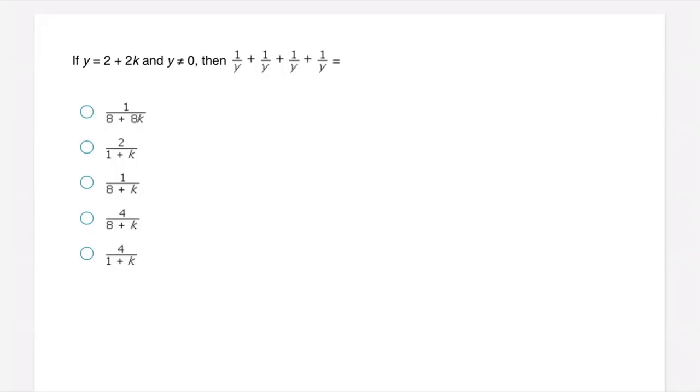Y is equal to 2 plus 2k and y is different from 0. Okay, because there's no division by 0. You have all the fractions with equal denominators, so you can add the numerators. Very easy. Okay, so it's 1 plus 1 plus 1 plus 1. So you have 4 over y. Do you guys agree? Okay, so 4 over y.